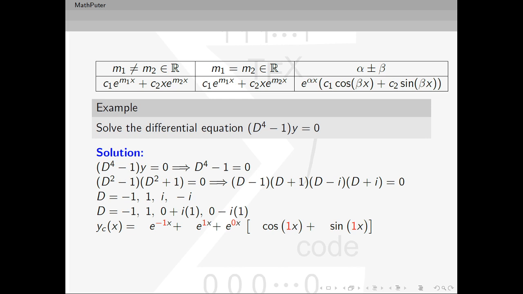Are these functions different? Yes, e raised to minus x is different from e raised to x. These two are different from cos x and sin x. Right. So let us now multiply by the constants. We have one constant for this function, another for this function, and two more constants for these two functions. So let us multiply by the constants c1, c2, c3 and c4. So this is the solution for the differential equation D raised to 4 minus 1 into y equal to 0.